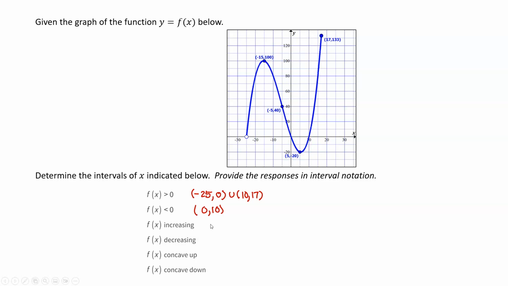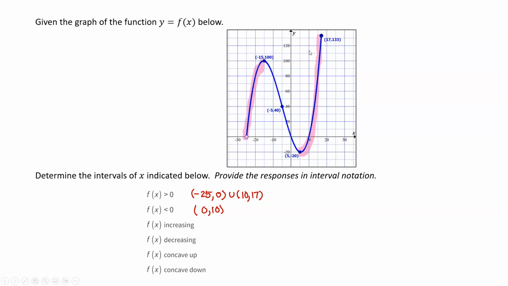F of x increasing. Again, as we're moving from left to right, I want to see where the value of y is moving up. That's happening here as well as here. -15, 100, and 5, -20 are actually turning points. We'll talk about those in example 9 momentarily. However, at those turning points, it's not increasing or decreasing. It's changing from one to the other. So these do not count, which is why there are no brackets being used.